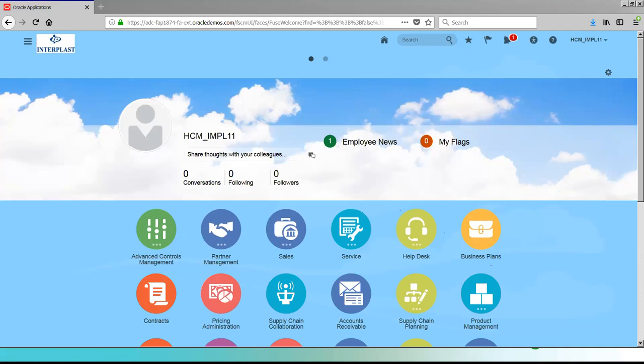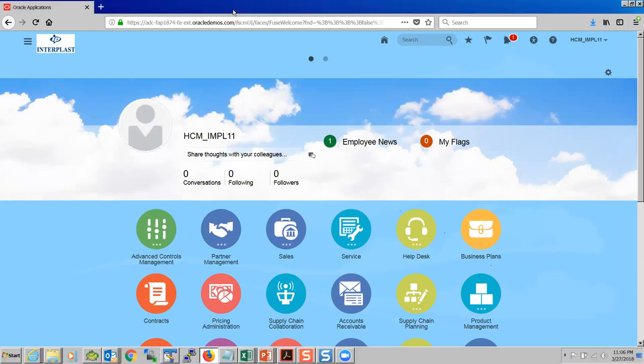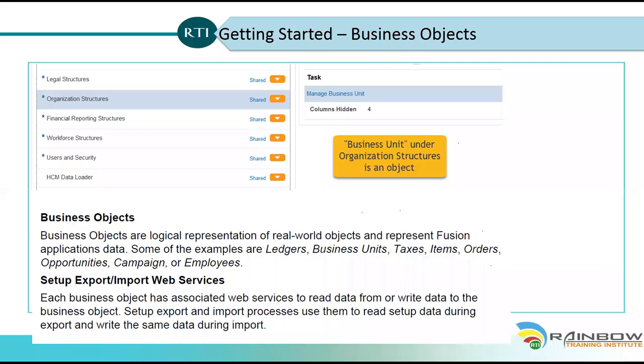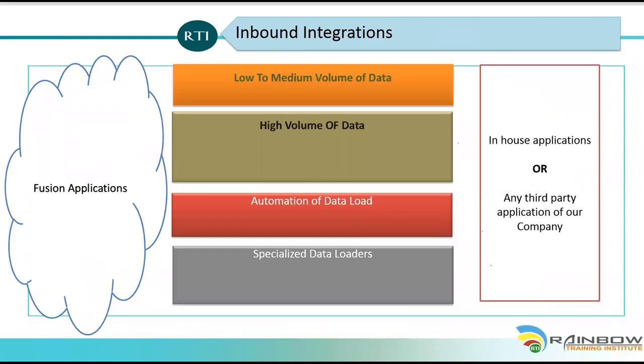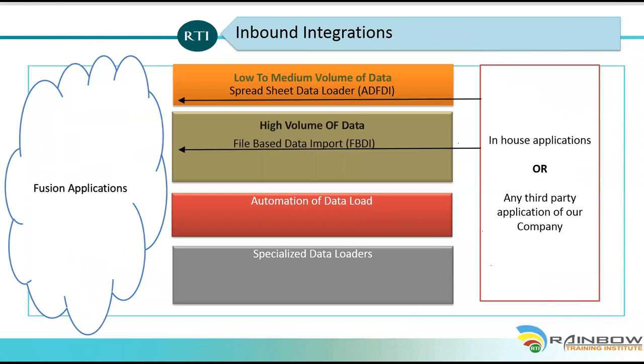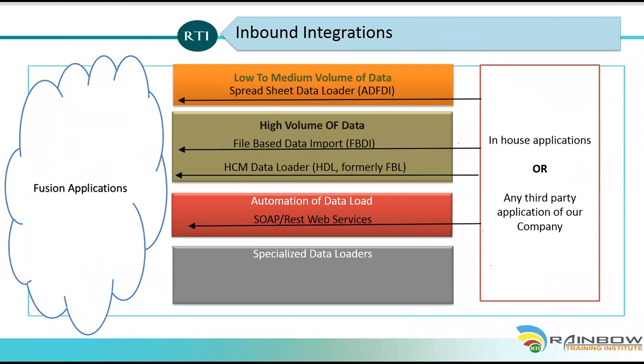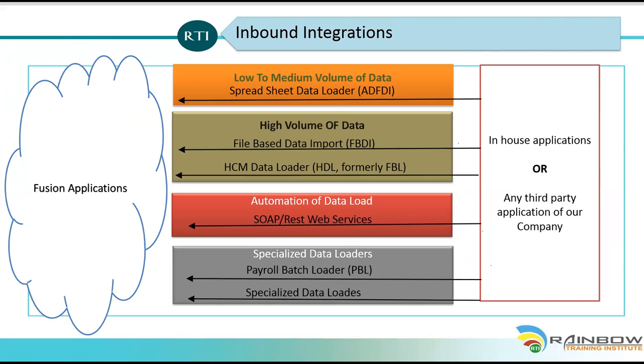Thanks, Lakshmi. Yeah, Basha here. Actually, for inbound and outbound, we need an Excel sheet, right? Excel is one example, actually. There are many ways we can do the inbound-outbound integrations. Excel is one way. If it is low to medium volume of data, spreadsheet loader is one way. But if it's high volume of data, we have file-based data import and HCM Data Loader. If you want to automate that, you can use SOAP and REST web services. And apart from this, we have other specialized data loaders. I'm going to cover all these things in our inbound integrations. Yeah, sure. Actually, I don't have Microsoft Excel. Okay, thank you.